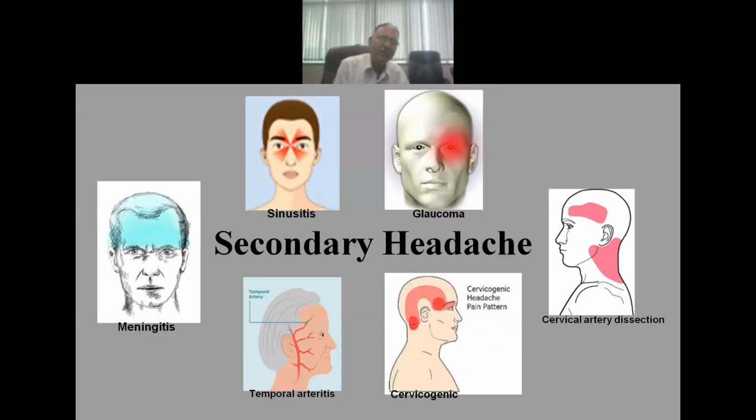This is the diagram showing certain secondary headaches which Dr. Bhargava has just talked about. There are certain intracranial or extracranial conditions and pathologies which give rise to headache. They are grouped under the heading of secondary headache, that is meningitis, sinusitis, glaucoma, cervicoarterial dissection. Again, very, very important, does not have much in clinical signs and symptoms. Then temporal arteritis and cervicogenic pain.